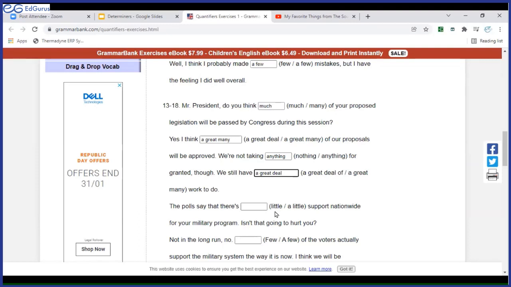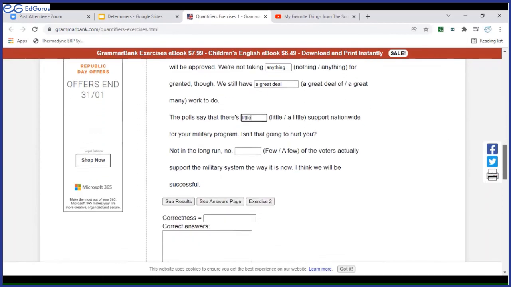The polls say that there is dash support nationwide for your military program. The polls say that there is little support. Okay, let's see. Just try to understand the expression of the sentence. Now the next sentence says, isn't that going to hurt you? You should review this later. I think it should be a little.